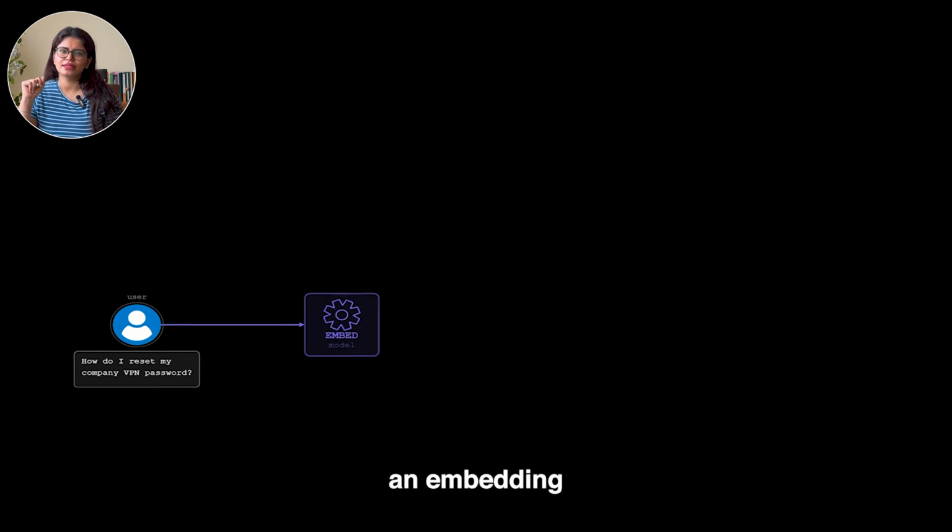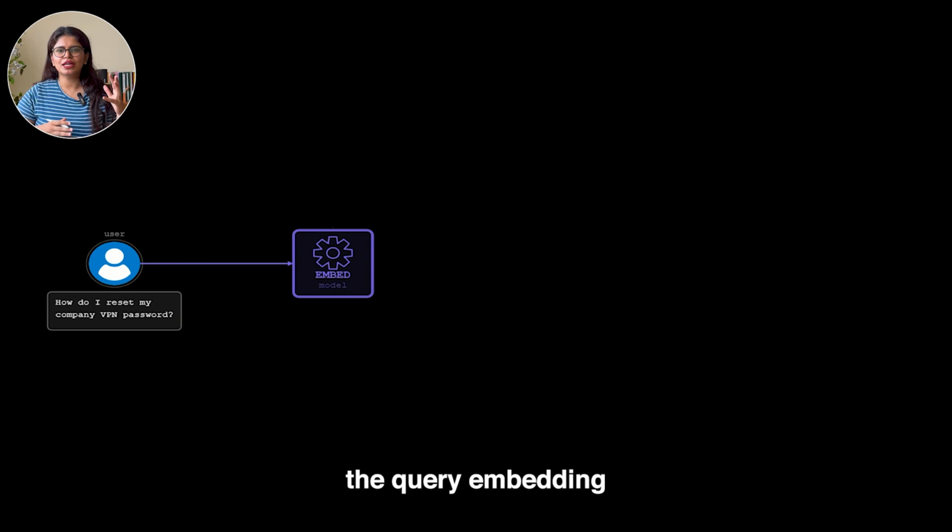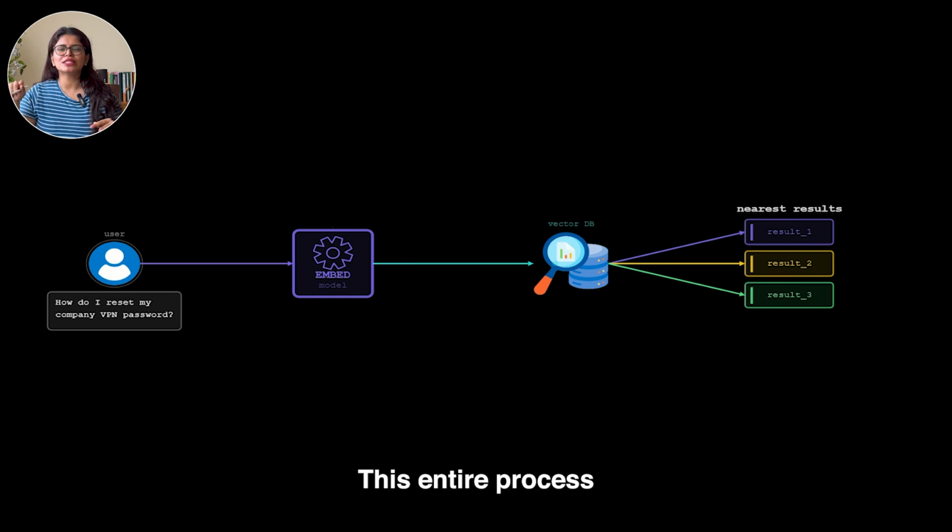The interesting part starts when a user asks a question. Suppose the user asks any query like, how do I reset my company VPN password? The first thing we do is convert this query into an embedding. And this is important. We use the same embedding model that we used while indexing our documents. Now we compare the query embedding against millions of document embeddings that are stored inside the vector database. The nearest embeddings are retrieved. This entire process is powered by something called a bi-encoder.